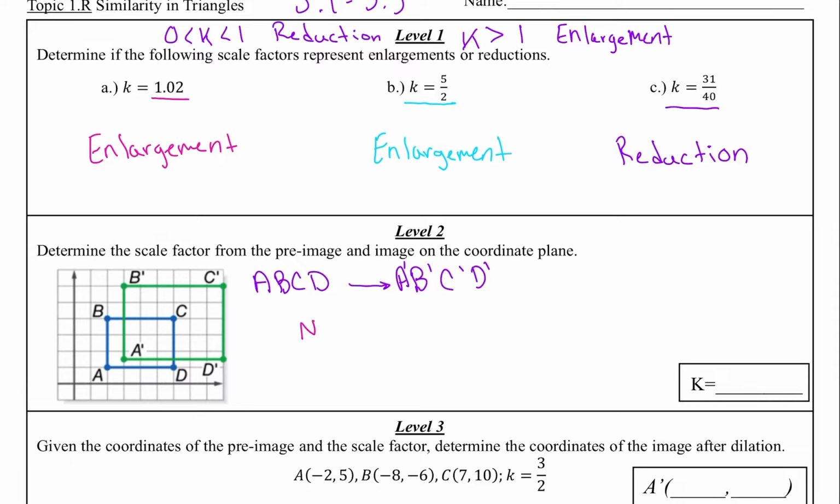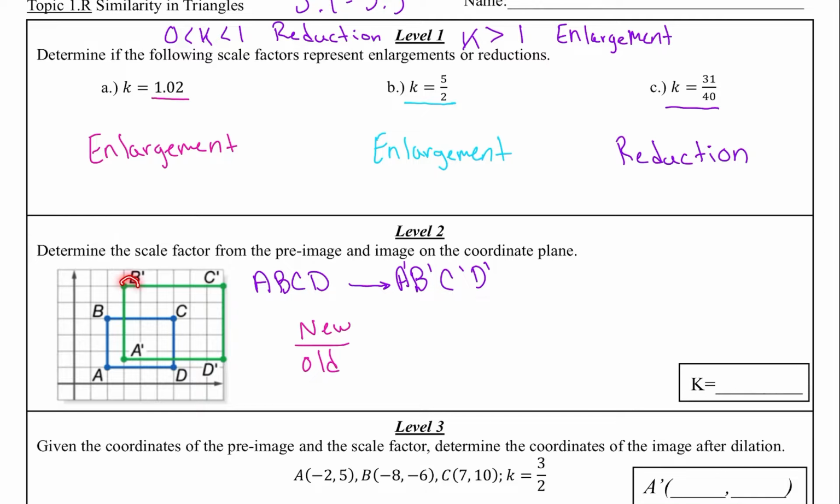And if you remember, to find the scale factor, we always take the new divided by the old. So we need to find one side that represents the new shape and divide it by one side that represents the corresponding side of the old shape. So our new shape is going to be this green one here. I know it's not green on your paper, but it's green on here, so we can see it a little clearer. This one right here, that would represent our old shape.